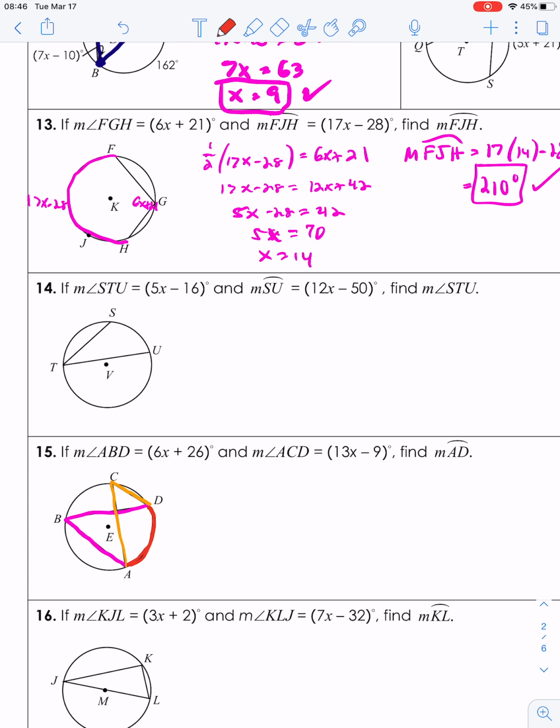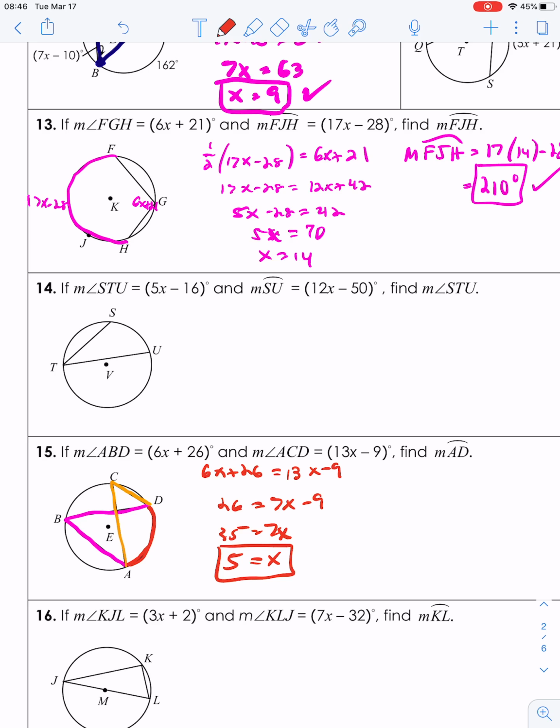Ah, they share that arc. See that? Each of these inscribed angles shares that arc. So that must mean the inscribed angles are congruent. So we can set them equal. So let's do that. 6x plus 26 equals 13x minus 9. So we get 26 equals 7x minus 9. And then we get 35 equals 7x. And then x equals 5.